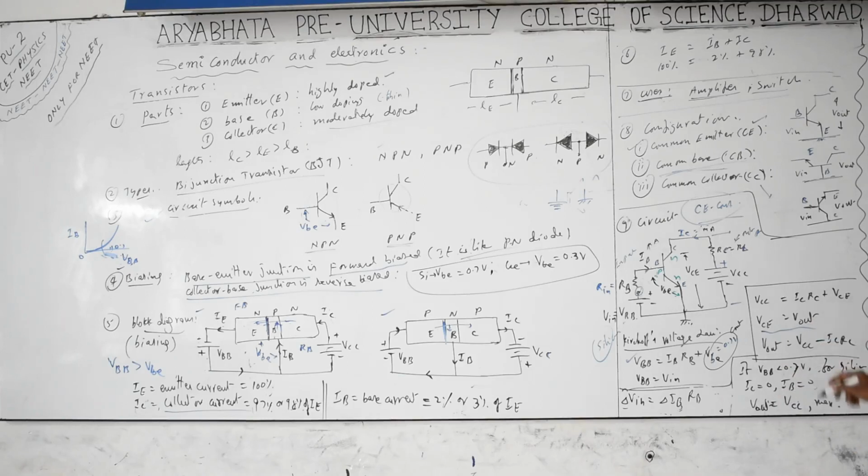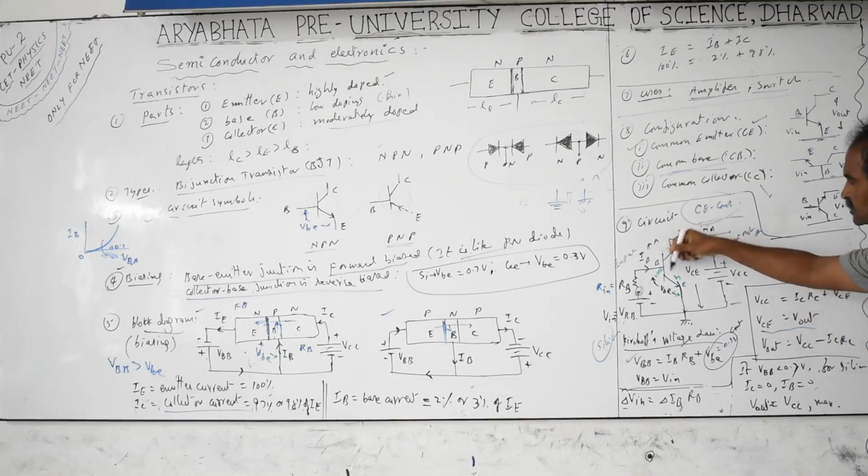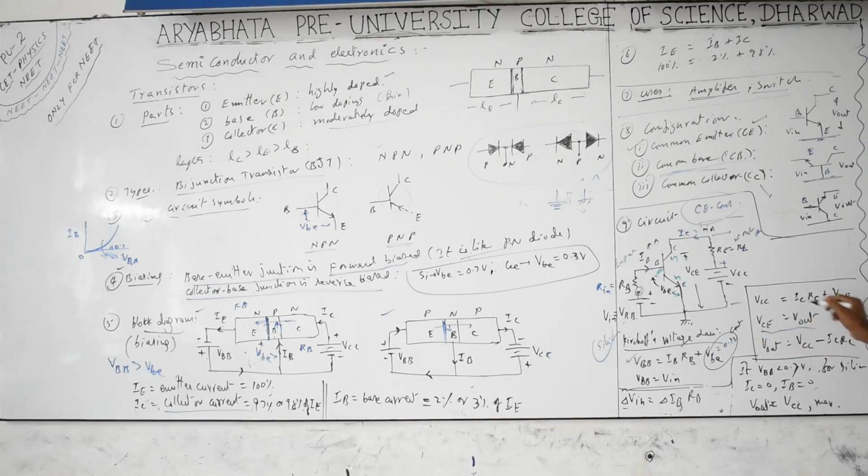Then what happens to this equation? Voltage is less than VBE, then there is no IB. IB will become equal to 0. When IB is 0, IC is also 0. When this IC is 0, the current has to pass through this base only, but here it is open, so current cannot pass. When current cannot pass, this IC is 0.